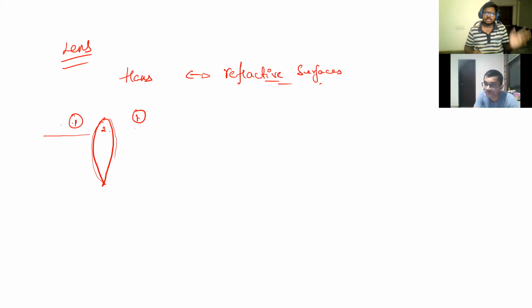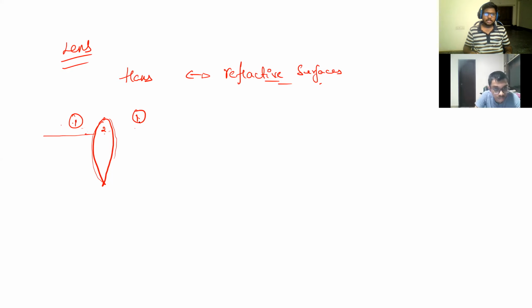So there will be questions in complex scenarios, but mostly here we'll study for NEET. There will be the lens medium and the other medium which is around this lens. So these are two transparent media, with two refractive surfaces. One refraction will happen at the 1, 2 surface, another refraction will happen at the 2, 1 surface.